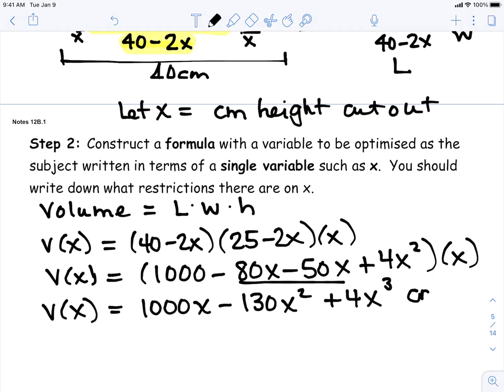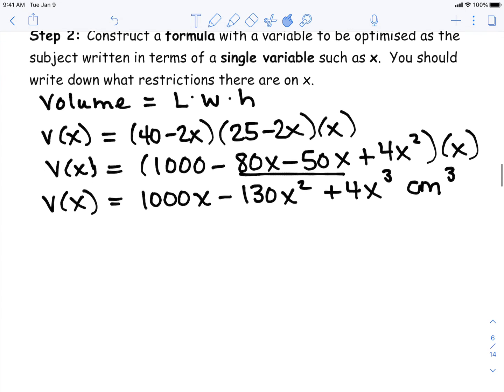The unit of measure for volume is length times width times height, or centimeter times centimeter times centimeter, or centimeter cubed. That is the volume function. Now we need to come up with what would be the restrictions for that domain. What could we not let X be?